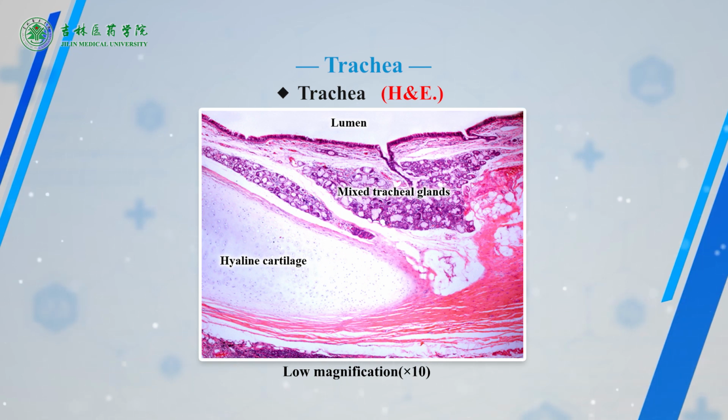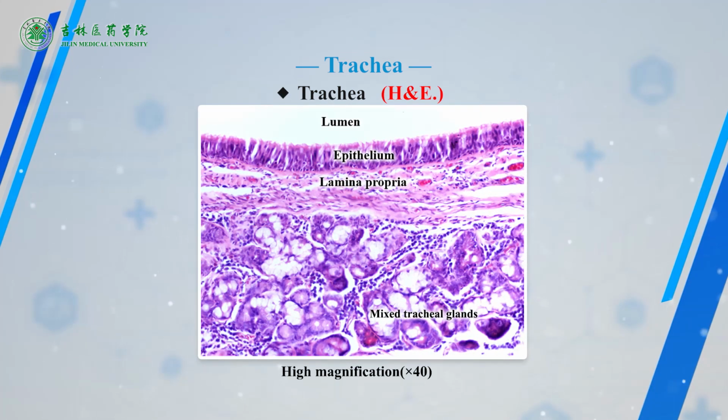The outermost layer is adventitia, containing red-stained connective tissue and a blue-stained C-shaped hyaline cartilage that's enwrapped by perichondrium. At the opening of the C-shaped cartilage ring, some transverse and black smooth muscle bundles and mixed glands can be seen. Observe the wall of the trachea from inside to outside at high magnification.